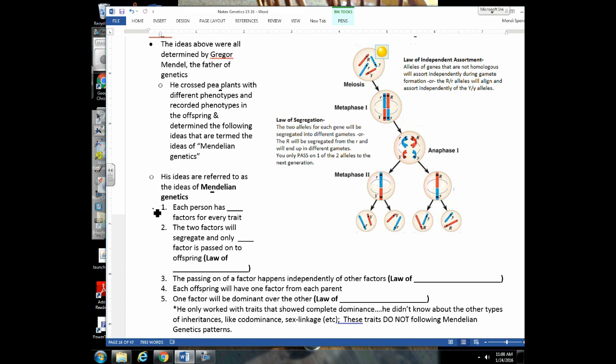He determined that each plant or each organism has two factors for every trait. He called them factors. We call them genes or alleles for every trait. He also figured out that these two factors will segregate. That means that only one factor is passed on to the offspring from the parent, and then the other parent will contribute another allele or another factor for the trait. So he came up with the law of segregation, and we've already talked about that.